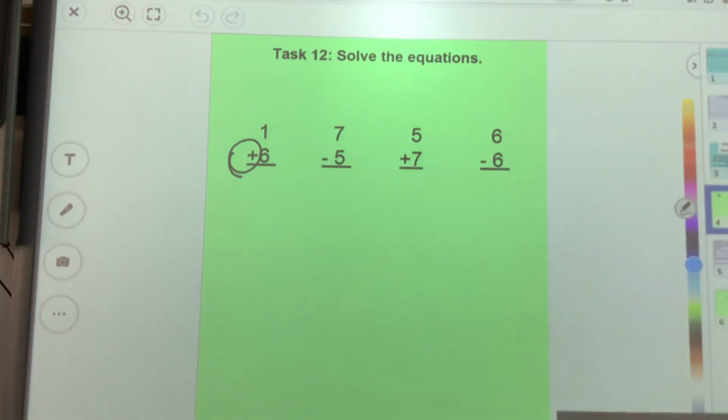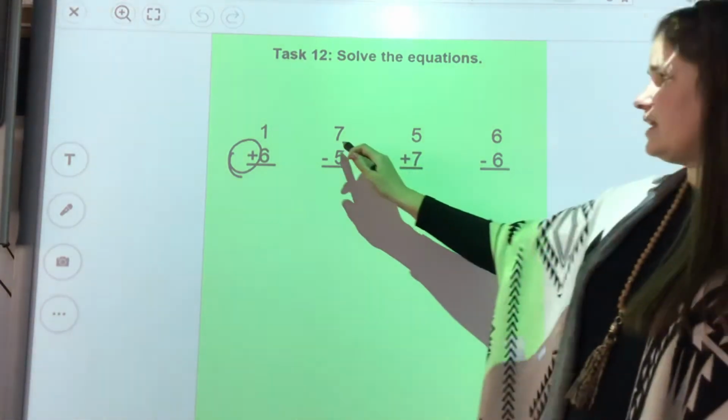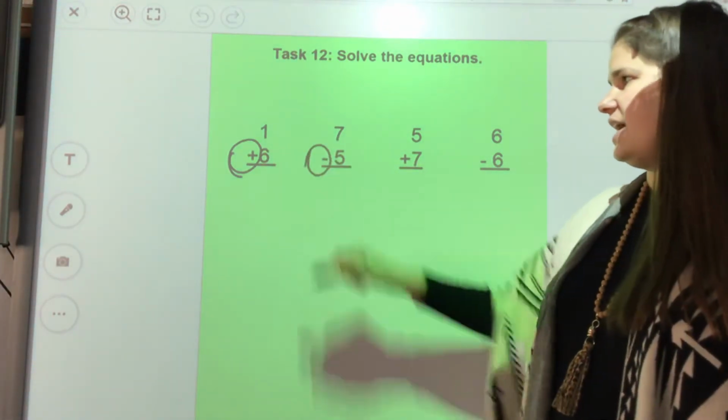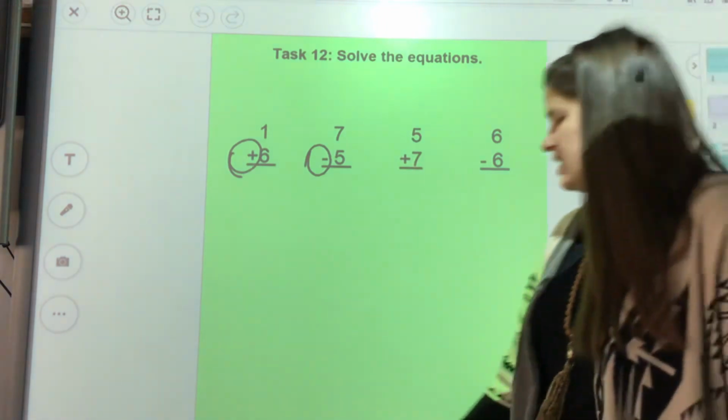You might have to do it on a separate sheet of paper. Then this one says 7 minus 5. Make sure you're checking those signs.